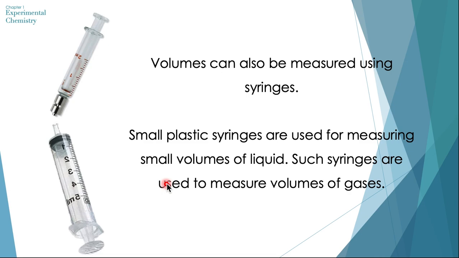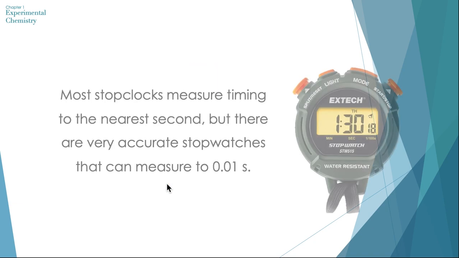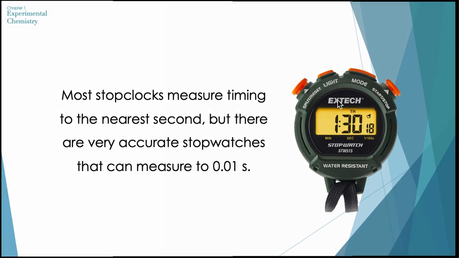Now let's move ahead on to time. So in the laboratory, time is measured using a stopwatch or a stop clock. And as we all know, it is measured in seconds. So most stop clocks measure timing to the nearest second. But there are also very accurate stopwatches that can measure to 0.01 seconds. That is the 100th of a second. So that's very accurate. So for time, it's very simple. Stopwatches, stop clocks. This is what we use to measure time.